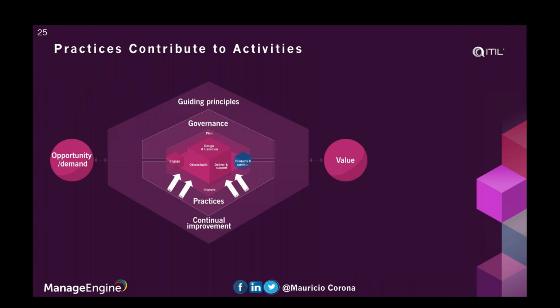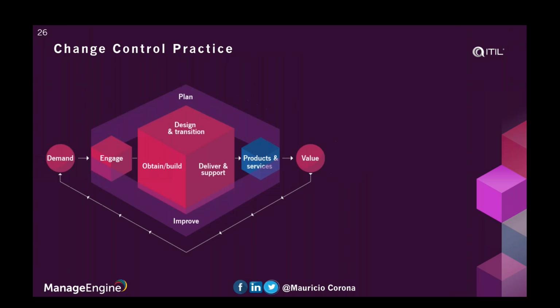So the practices are the ones that actually contribute to the activities on the service value chain. On every single book that I previously mentioned you will have some practices, and there are going to be additional practices that are published online on the Axelos website. So you can go and get your access to My Axelos, and then you will have access to every single practice. Every single practice is a small book, maybe 35, 40 pages.